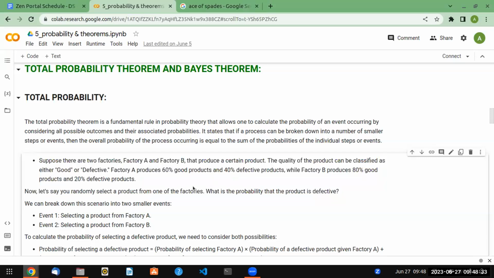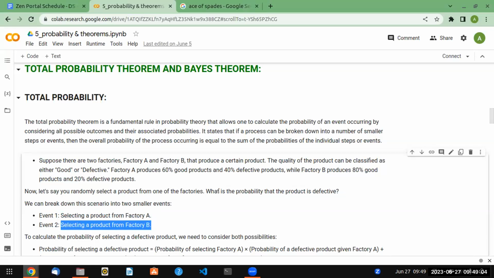No worries. You tried that, which is a very good thing. But we are going to solve it using the total probability theorem, and this is going to make more sense to you now. Let's say you randomly select a product from the factory. You can break down this scenario of choosing from different factories. What is event 1, event 2? Event 1: you are selecting from factory A. Event 2: you are selecting from factory B.